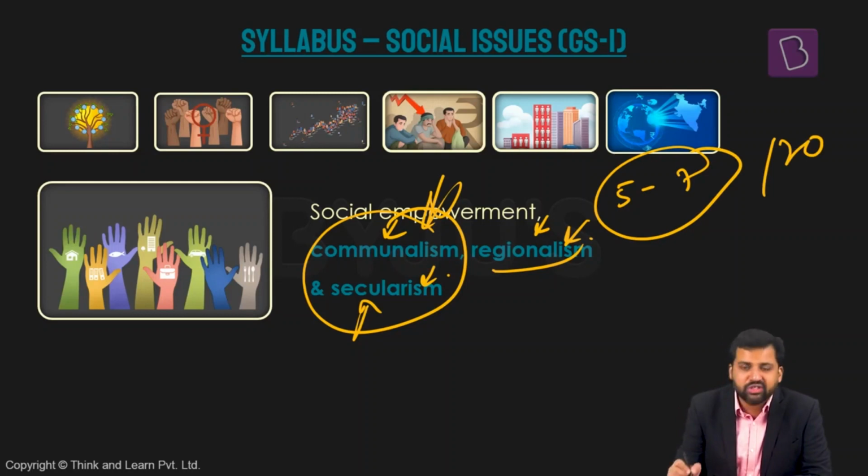If you're having 20 questions, that is a huge part, right? Somewhere between 25% to almost 30% will be from this part of the syllabus. So 5 to 7 questions out of 20. This is General Studies paper 1.